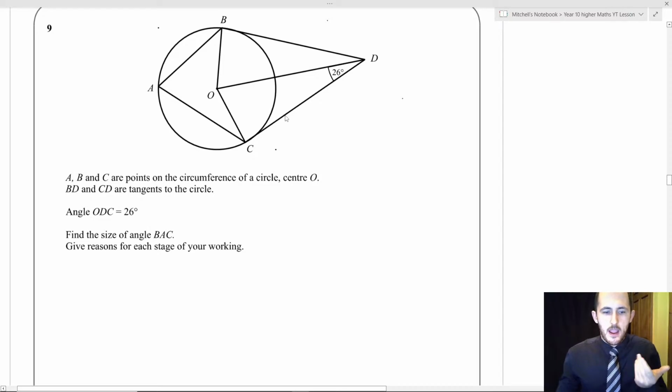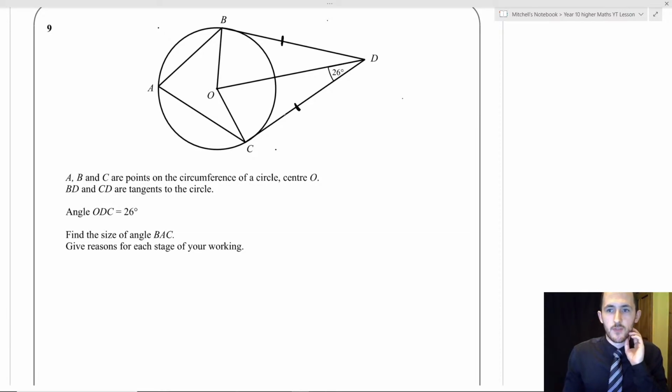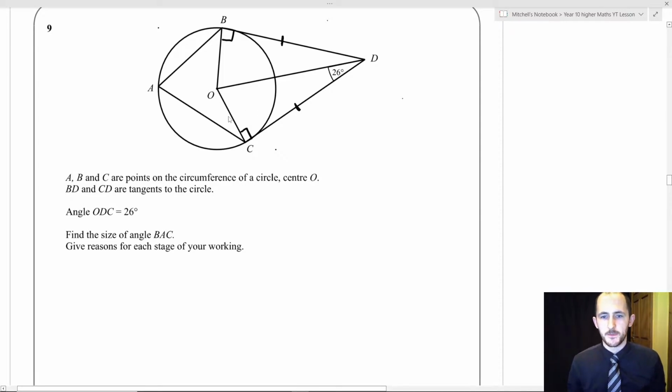So what I like to do is I just immediately start labeling, right? Even if I don't know what the question is, these two tangents are the same length. Yeah? Remember, tangents from one point, same length. Radius meets the tangent at 90 degrees, so I can label that immediately. So those are the things I'm thinking about. Okay, let's actually look at what the question is now.